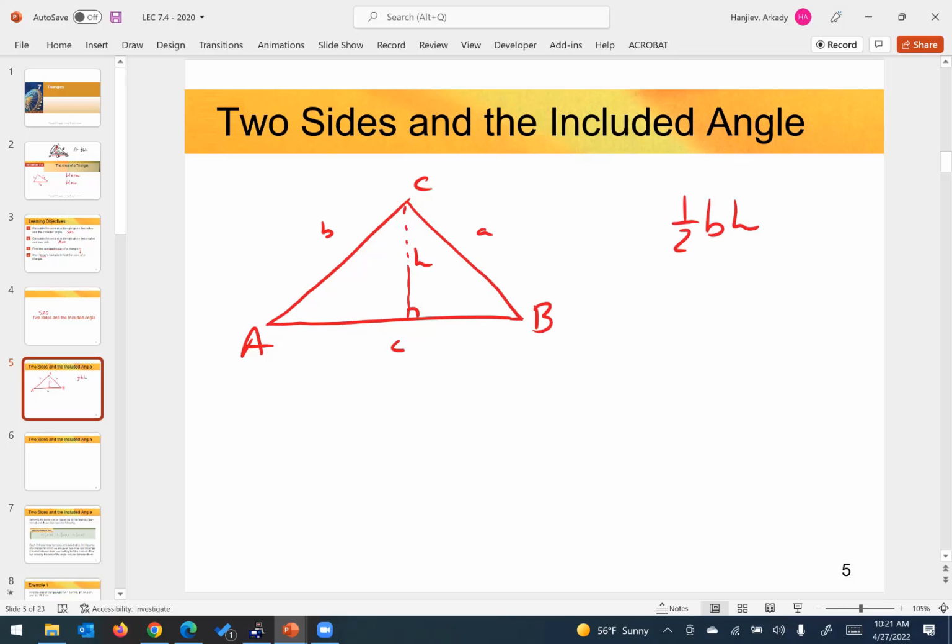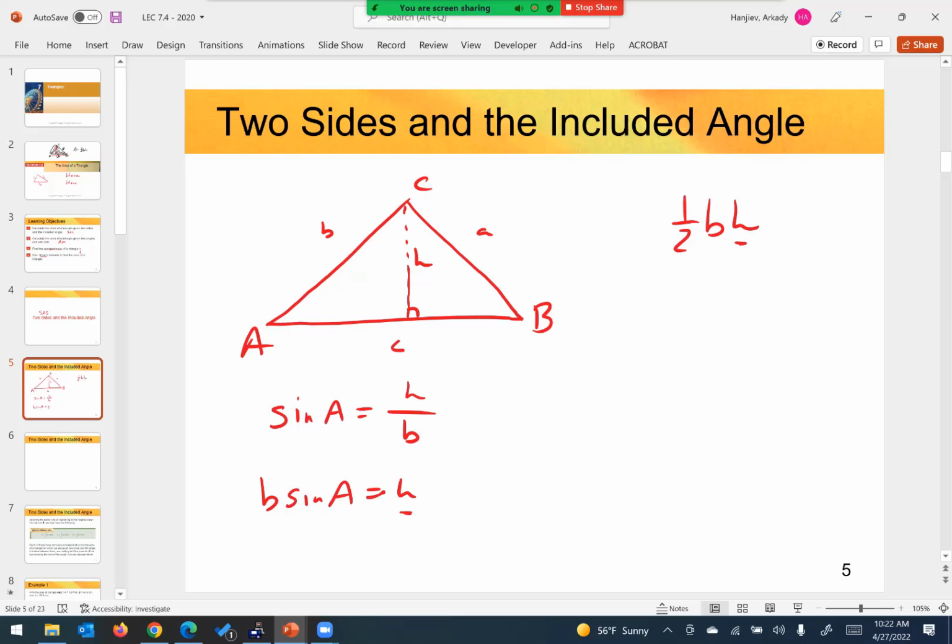Based upon angle A, can you tell me anything you know about trig functions that include sine? Sine of A is equal to H over B. Multiply by B and you replace the H with B sine A. We just developed, guys, a whole brand new formula for the area of a triangle. Let's go with it here. We just replace H with that H over here.